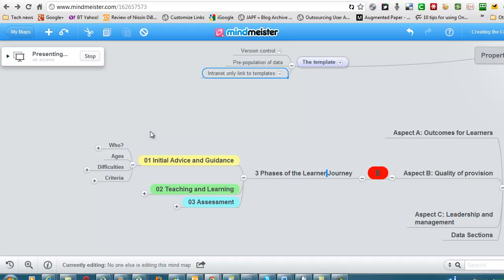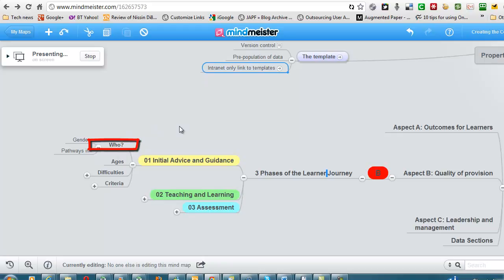The first thing you would want to consider is the who of the course. Did gender have an effect on the quality of the provision? Did the pathways in, that's the source of the students before they came to you, were there a lot of progression students from a lower level of course, and did that have an impact on quality of provision? The ages of the learners. Some learners may be very young, some learners may be older, and that will have an effect on the quality of provision in terms of the way in which the course is run.